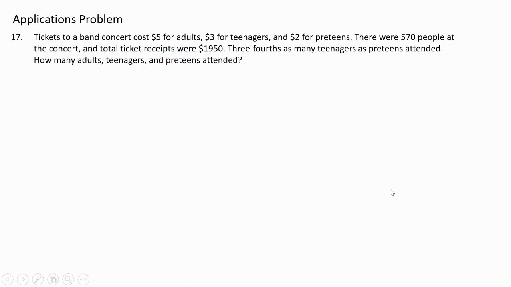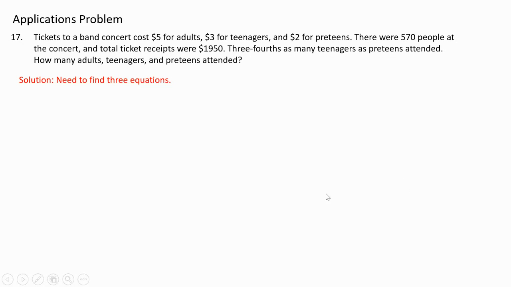Okay, now, how do we apply this in a real life situation here, guys? I'm almost done. I need, I think, this one, the setup, and work it out, and we're done. Here's how it's done. Tickets to a band concert cost $5 for adults, $3 for teenagers, and $2 for preteens. There were a total of 770 people at the concert, and the total ticket receipts were $1,150, and 3/4 as many teenagers as preteens attended. How many adults, teenagers, and preteens attended the concert?